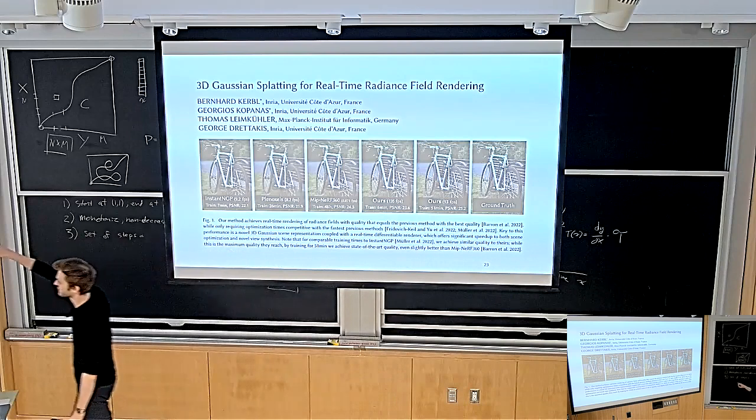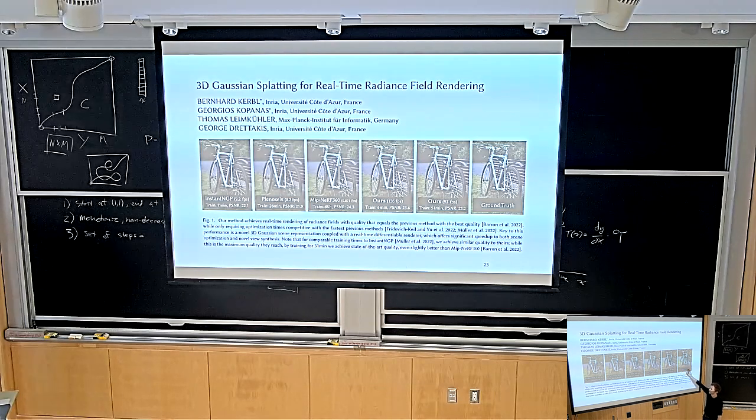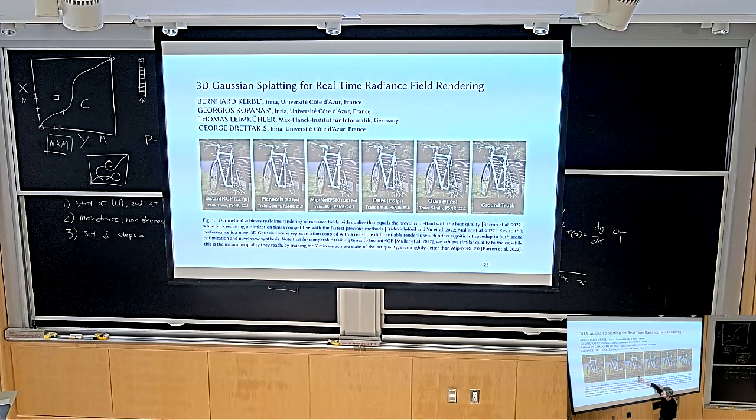So the important part is real-time radiance field rendering. Let's see. This is a scene from the Mip-NeRF 360 dataset. This is a ground truth image. And the important number is right here. Ours is rendered at 93 frames per second. Mip-NeRF 360 is rendered at 0.07 frames per second. So this is 3 orders of magnitude improvement in speed.